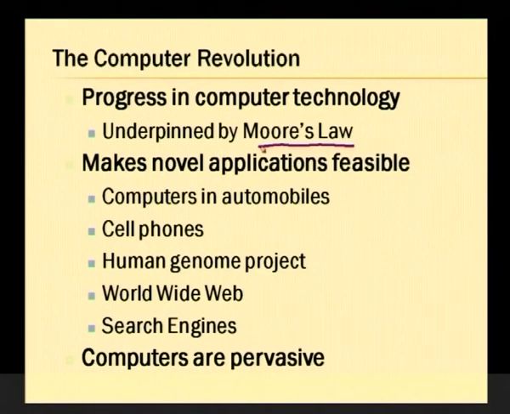What has happened because of that is many novel applications have now become feasible. These are things that you are probably aware of. We now have computers in automobiles, we have computers in cell phones. The Human Genome Project has been facilitated by the development in computers. The World Wide Web, which we are using every day, and search engines, which have become a part of our lives, have all been facilitated by the revolution that has taken place with respect to computer technology.